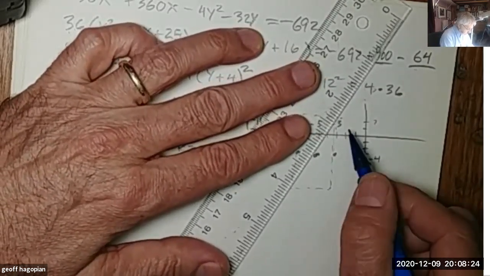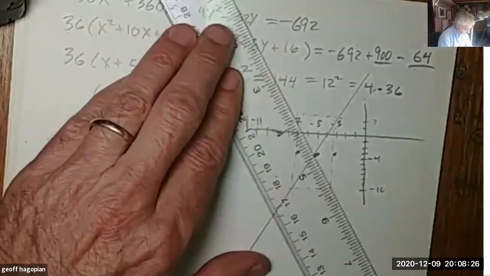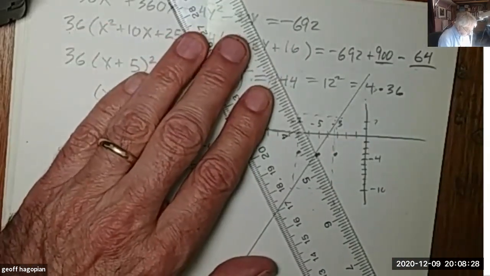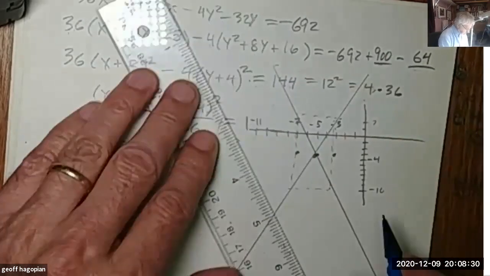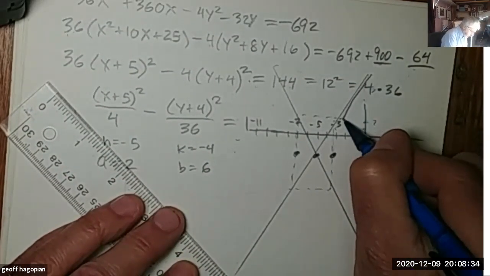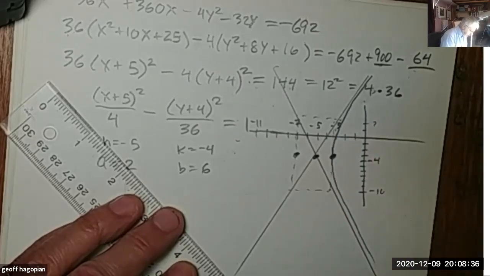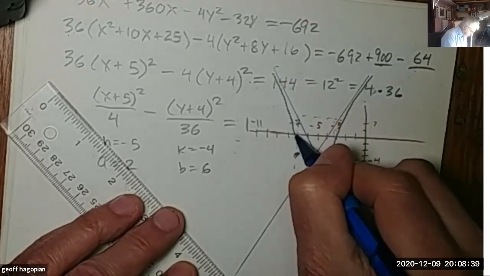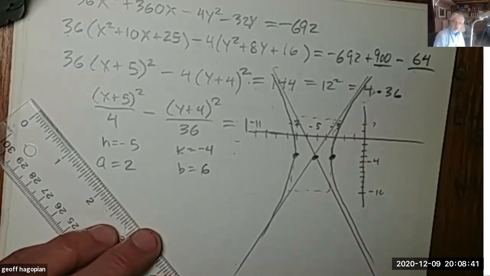Well, let's say that it looks like this and like that. Those are the asymptotes. These are the vertices. And so it comes down like this. So that's one branch of the hyperbola. The other branch of the hyperbola looks like that, right?